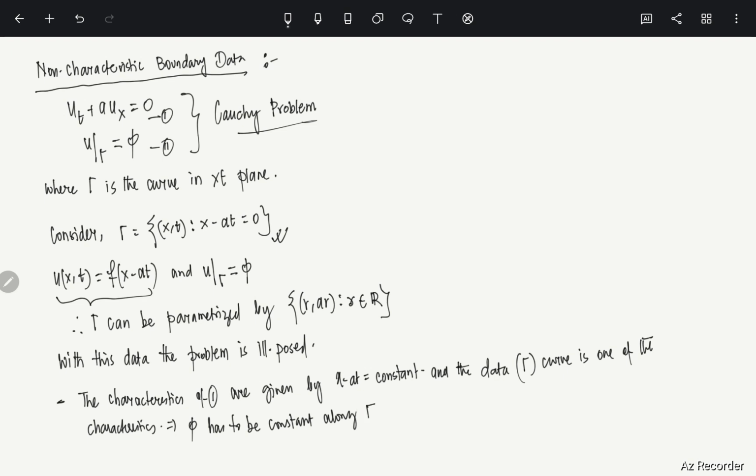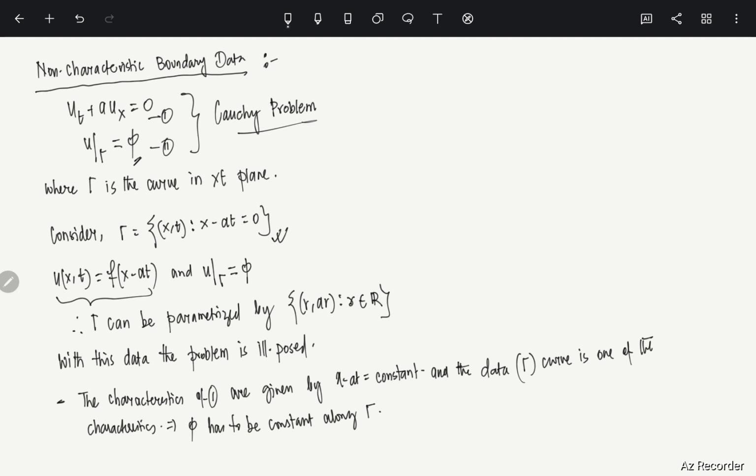right? That is what it is saying, because along the characteristic curves u is constant. Since the data phi is given along one of the characteristics, u has to be constant along that characteristic. So phi has to be constant. But it may not be the case, since phi can be a function and may not be constant. So this actually creates a contradiction. It should not be the only function which satisfies this equation. So this is a case where the problem is not well posed.